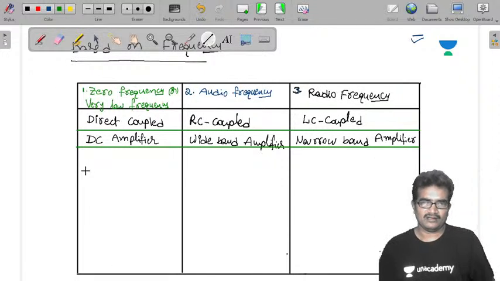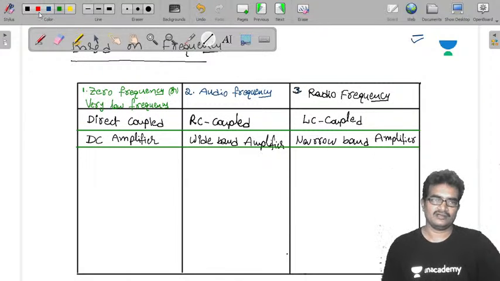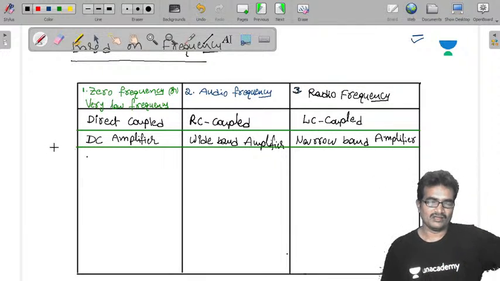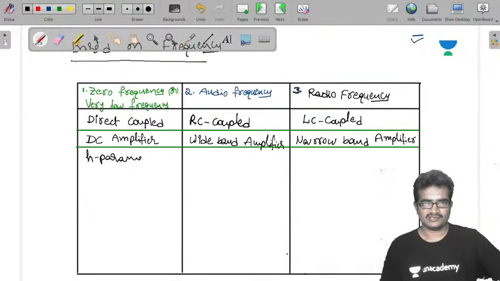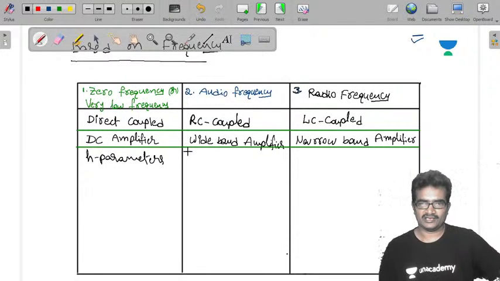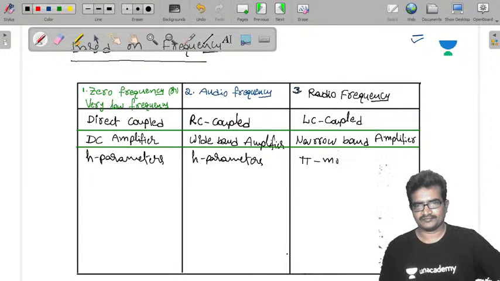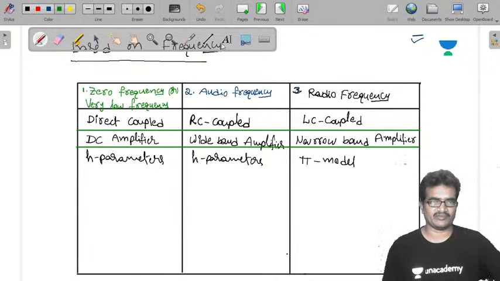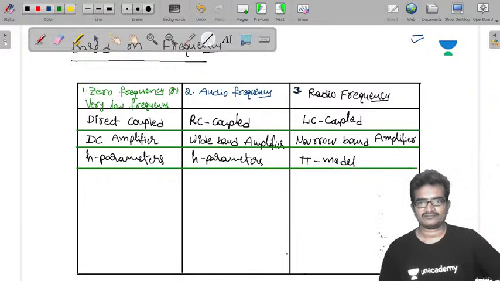Next, we can analyze this by H parameter analysis. We perform H parameter analysis here, and here also we use H parameters. For radio frequencies we use the pi model, the high frequency model. That is another classification.